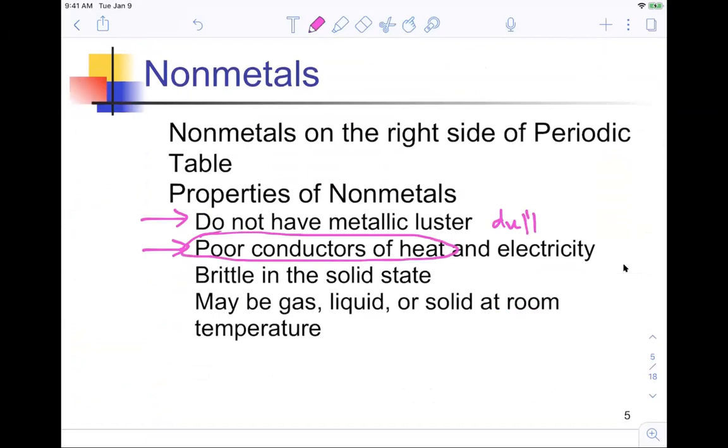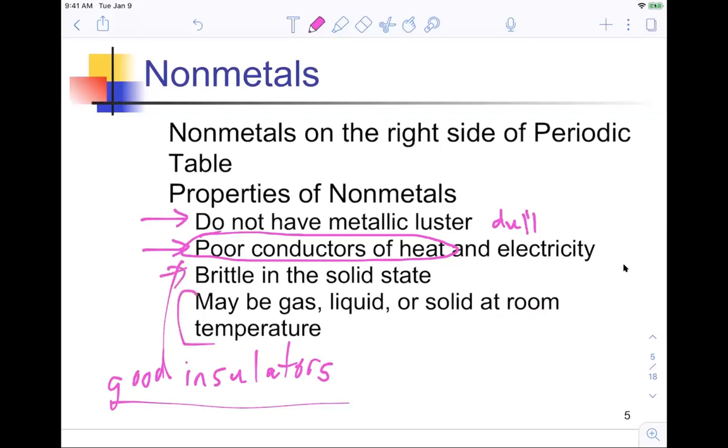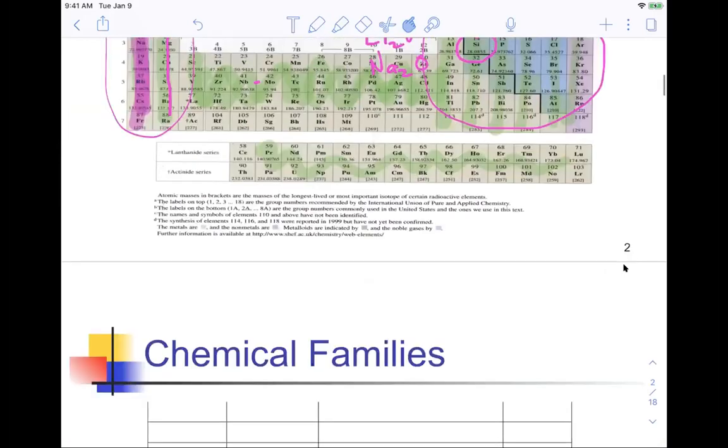Insulators? Yep, these are also called insulators. So they're good insulators, right? They don't conduct heat or electricity. They're also brittle, and they can be a solid, a liquid, or a gas at room temperature, okay? Once again, these are generalities.